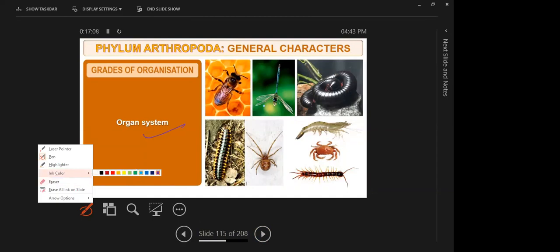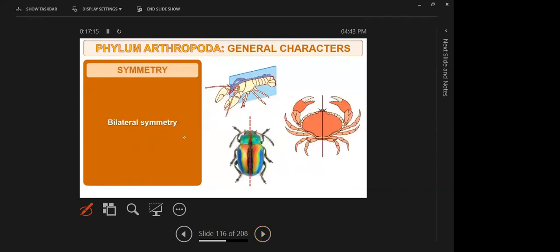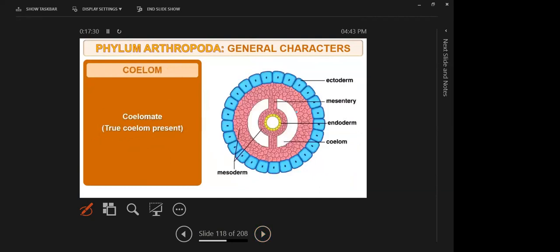Organ system level of organization. Okay, so bilateral symmetry, then triploblastic: ectoderm, mesoderm, endoderm, three germinal layers. Then coelomate, they have a true coelom. So that's the mesentery, and this is the coelom. This is the body cavity where you find all the organs.